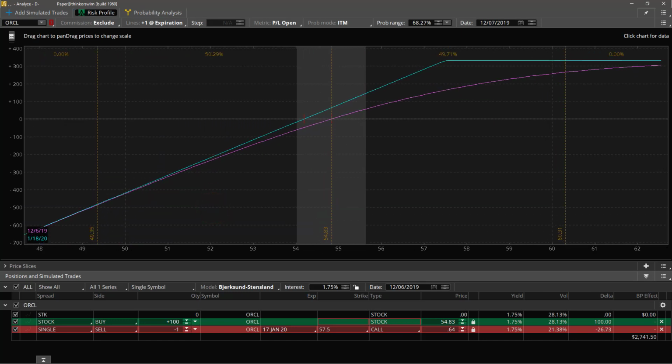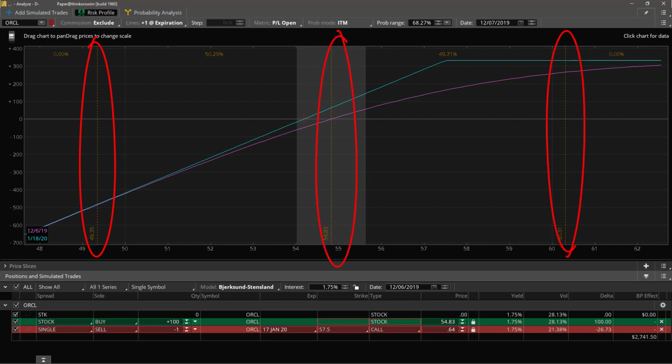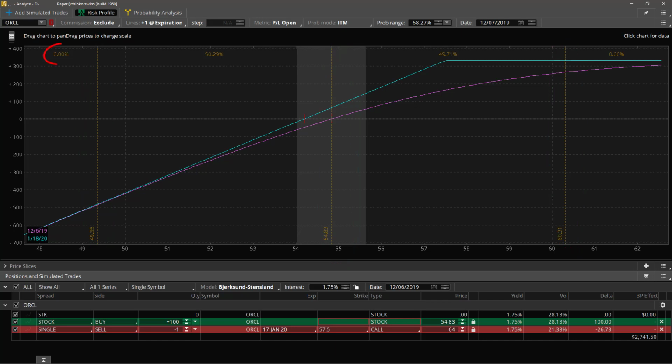Next, we're going to talk about these little yellow lines here. You might have noticed them going up and down. There are 3 of them in this. And there's also some percentages here. We'll talk about exactly what those are. Those are called price slices. And in the next video, we'll talk about those.